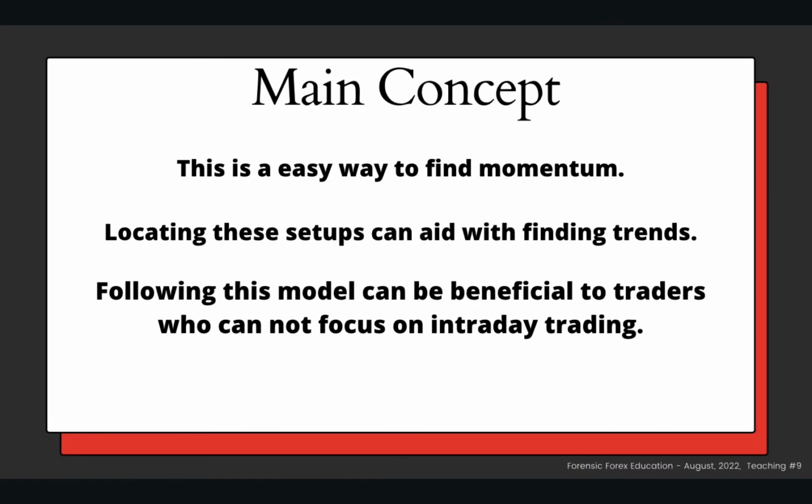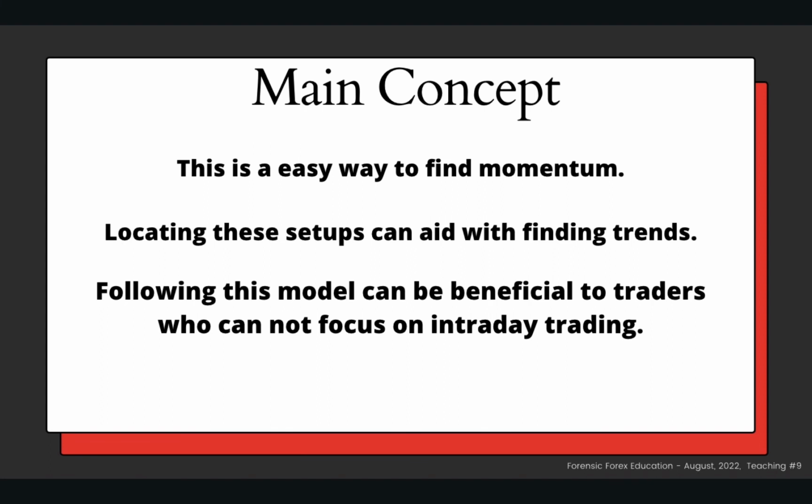This brings me to the main concept of the lesson. This is an easy way to find momentum. Within these swing points, the swing lows or the swing highs, the market makers are increasing either their net longs or their net shorts. Locating these setups can aid with finding trends, meaning even after you find that high probability scalp on the buy stops of a high or the sell stops of a low, the markets can continue trending in that direction. Following this model can be beneficial to traders who cannot focus on intraday trading.